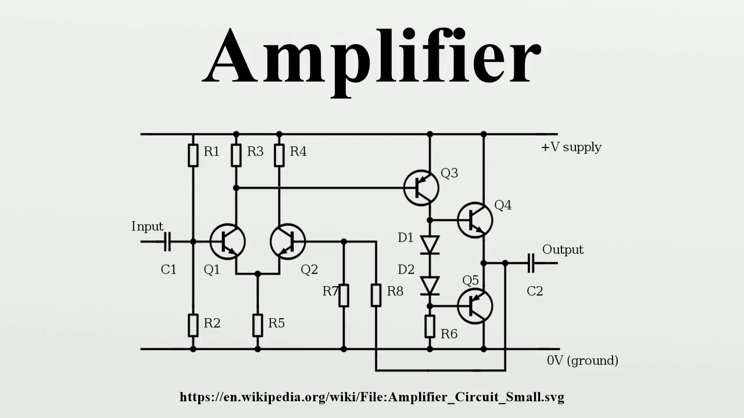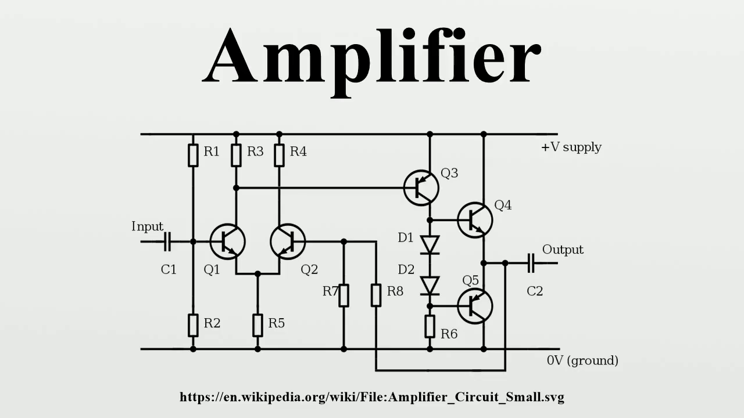The four basic types of amplifiers are as follows. Voltage amplifier. This is the most common type of amplifier. An input voltage is amplified to a larger output voltage. The amplifier's input impedance is high and the output impedance is low. Current amplifier. This amplifier changes an input current to a larger output current. The amplifier's input impedance is low and the output impedance is high.